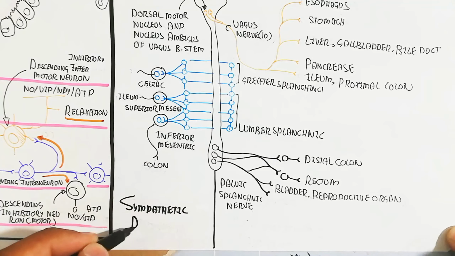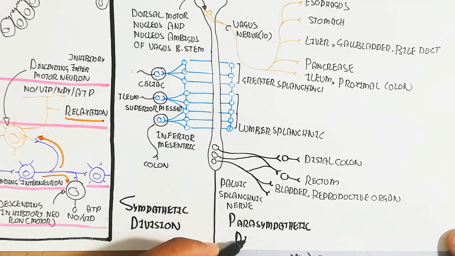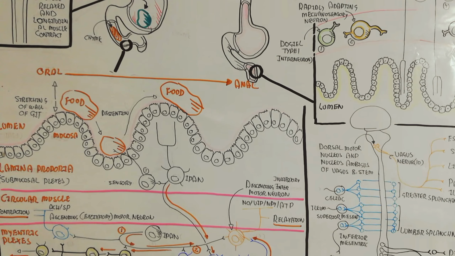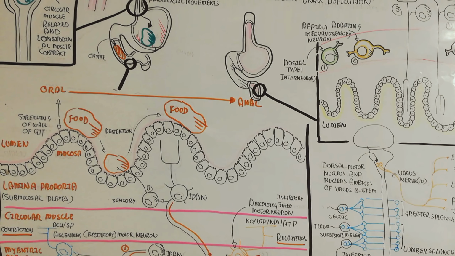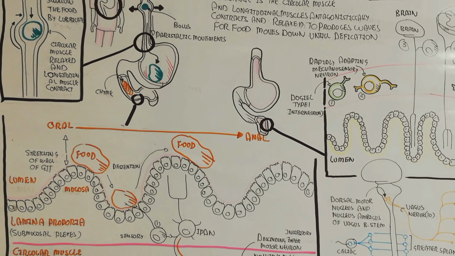And this is the sympathetic division and the parasympathetic division. In this way the sympathetic division and parasympathetic division work collectively. Remember that. But the parasympathetic nervous system is used for peristalsis. I hope you make sense of that.